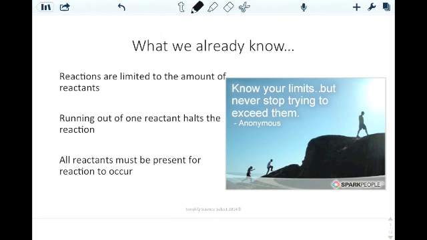What we should already know: reactions are limited to the amount of reactants. This is where we get into limiting reactants. How much we have depends on how much we can produce. That's the whole law of conservation of mass. We can't produce any more than what we have. And the limiting reactant, it limits it. Running out of one reactant halts the reaction. So when we use up all of the limiting reactant, the reaction's done and it stops. And all reactants must be present for the reaction to occur. So once we run out of one, the reaction stops.